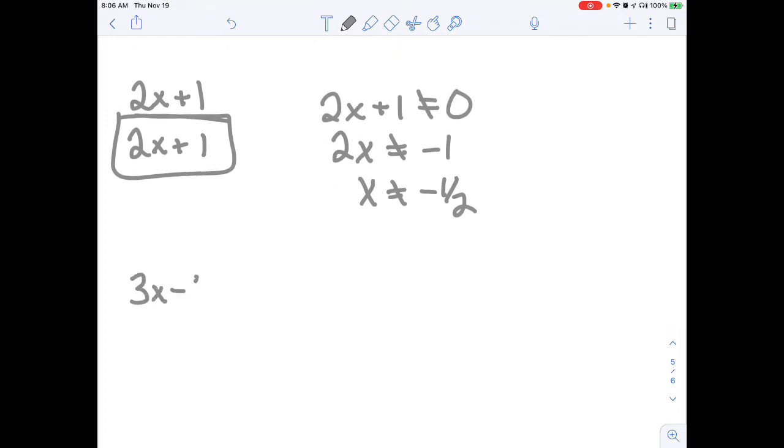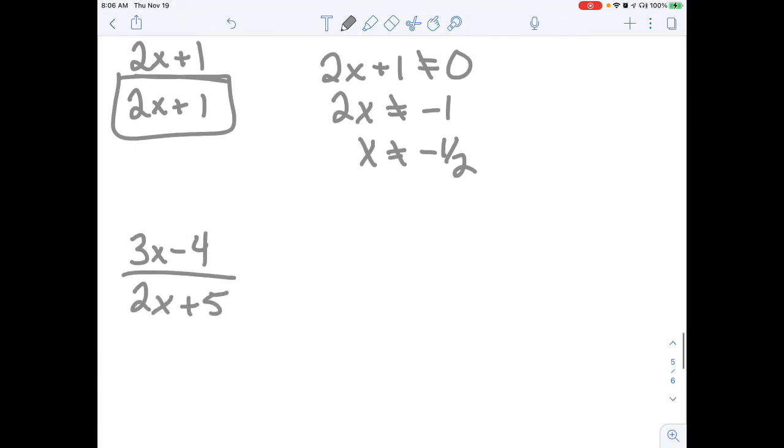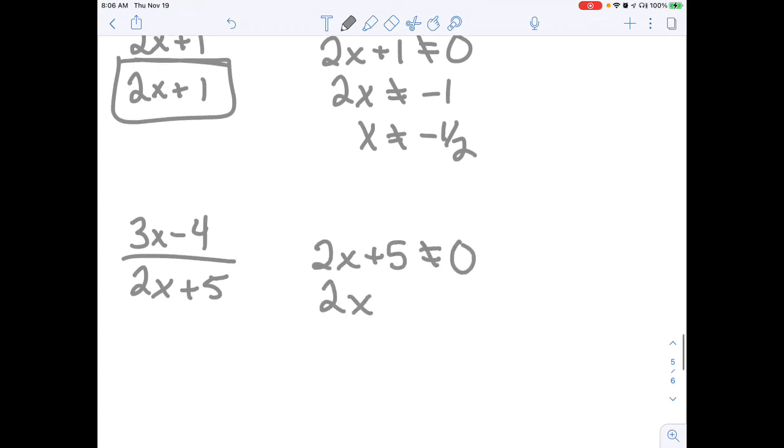Let's say you have 3x minus 4 over 2x plus 5. What's the restricted value? Well, 2x plus 5 is not allowed to be 0 or the world will blow up. So we're going to take away the 5, and then you're going to divide by the 2. So the restricted value is negative 5/2. So if you ever see something that asks you about restricted values, you simply take your denominators that have been factored, and you say that they can't equal 0, and then you say what the value of x would be that would make them 0.